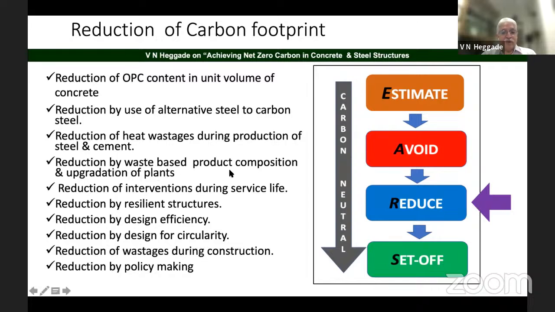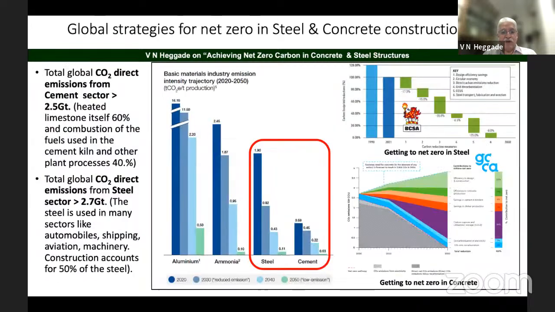Reduction by waste production, composition, upgradation of the plants, reduction of intervention during the service life, reduction by resilient structures because of the climate emergency. More and more resilient structures are required going forward. Reduction by the design efficiency, reduction by the design for circularity, reduction of wastages during construction, reduction by policy making. These are some of the steps which can be adopted.